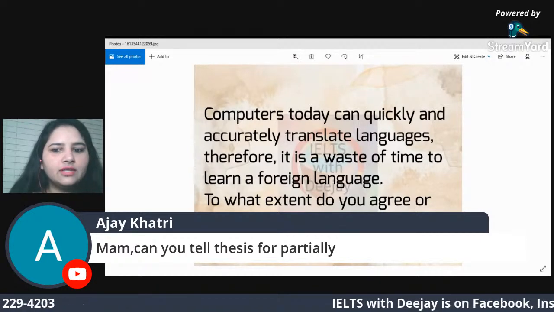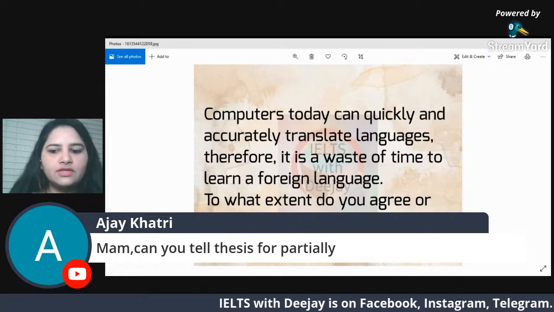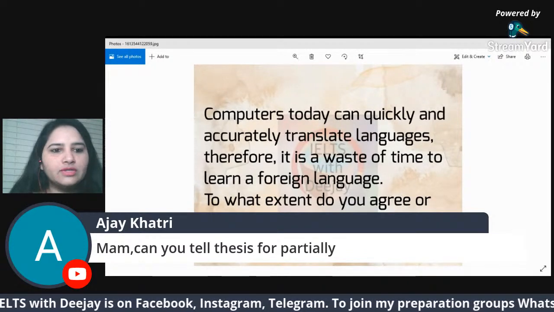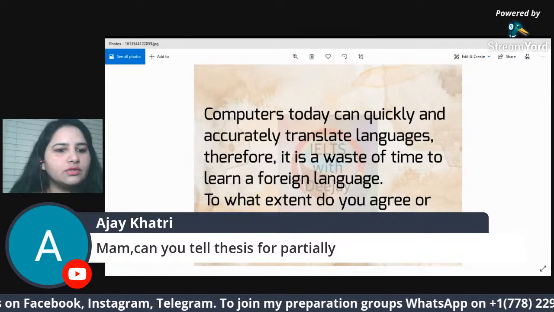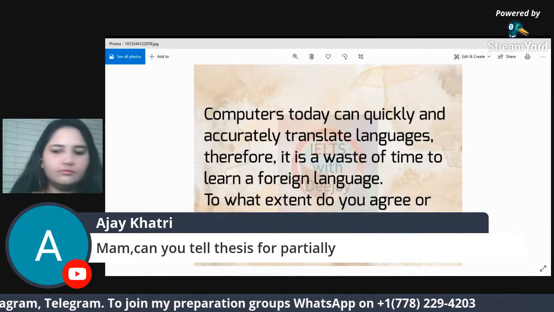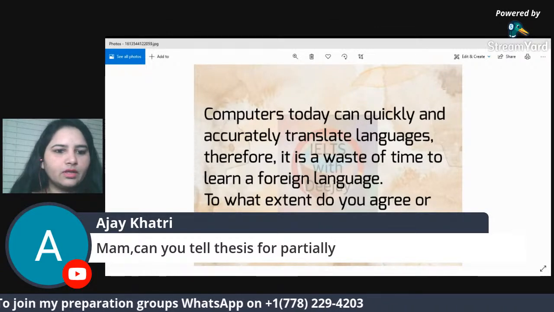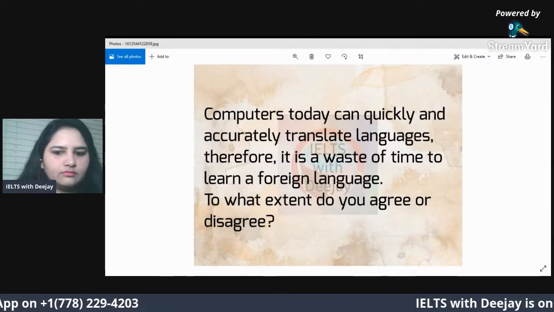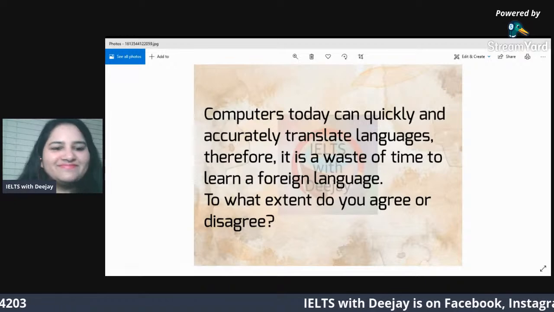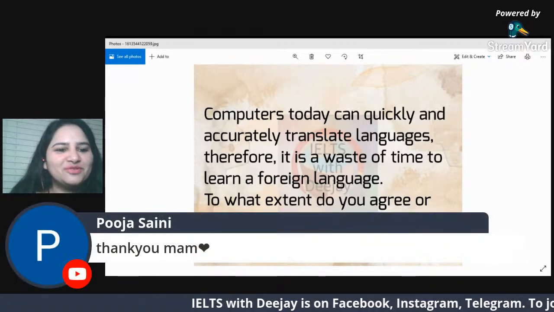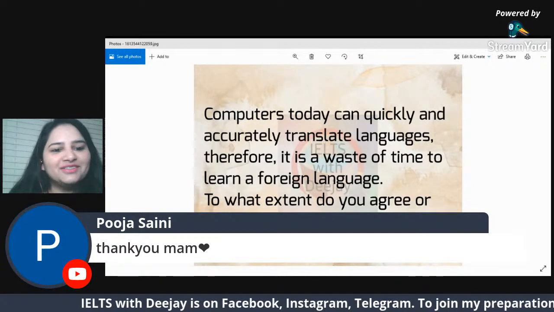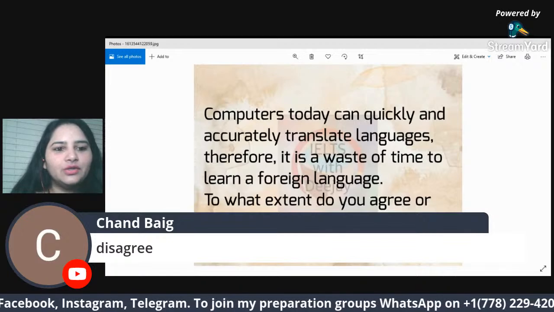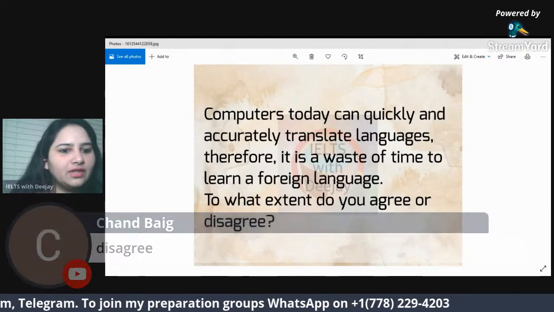This is what I always tell you. You have to see both the sides. Do not see one side only, that you're going for agreement or disagreement. See the valid points. See the strong points. What can be the strong points? Think about it. You're most welcome. Your ideas are really good. I really appreciate. Okay, you disagree, and your ideas for disagreement, you have to write that.